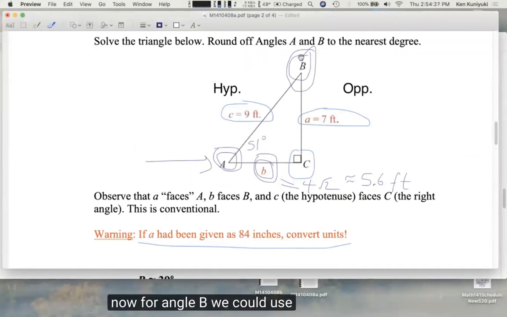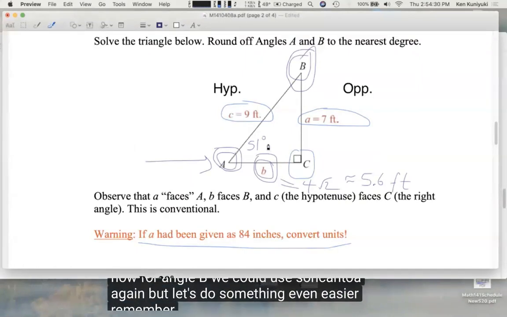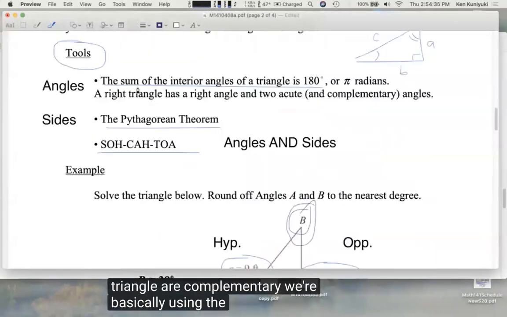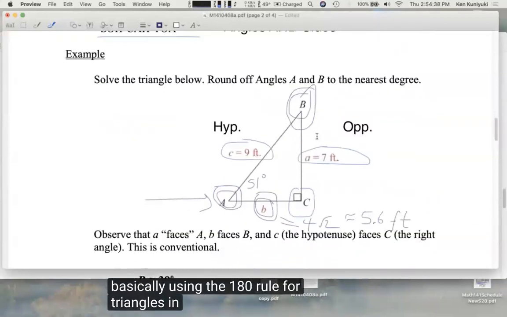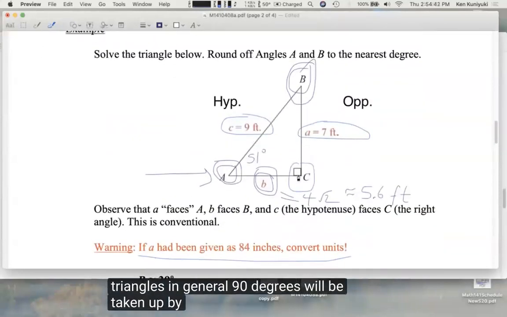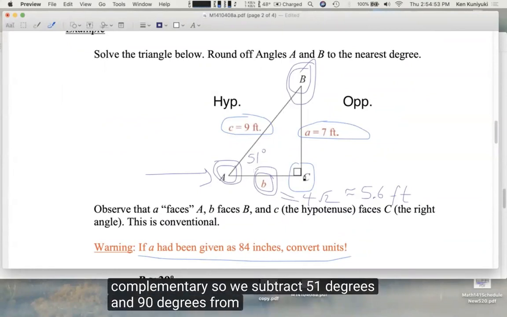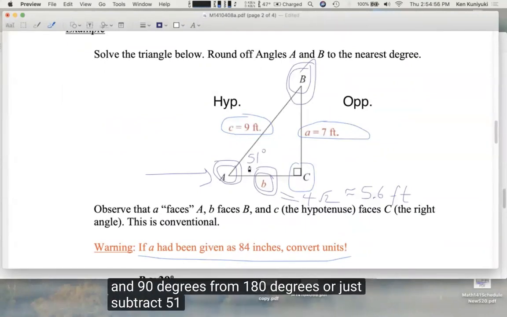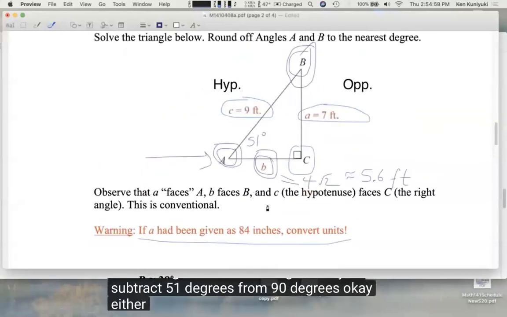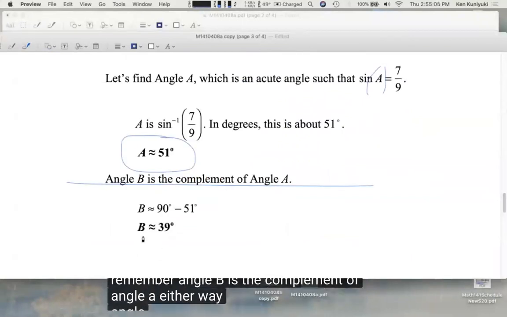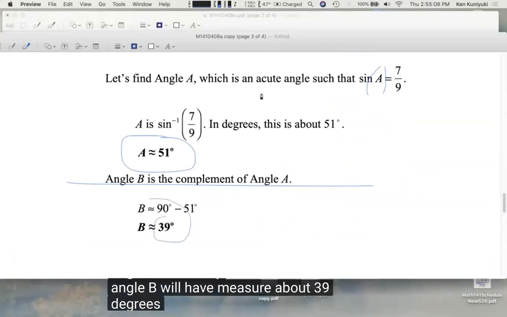Now for angle B, we could use SOHCAHTOA again, but let's do something even easier. Remember, the two acute angles of a right triangle are complementary. We're basically using the 180 rule for triangles in general. 90 degrees will be taken up by angle C. So angle A and angle B have to add up to 90 degrees. They're complementary. So we subtract 51 degrees and 90 degrees from 180 degrees, or just subtract 51 degrees from 90 degrees. Either way, remember angle B is the complement of angle A. Either way, angle B will have measure about 39 degrees.